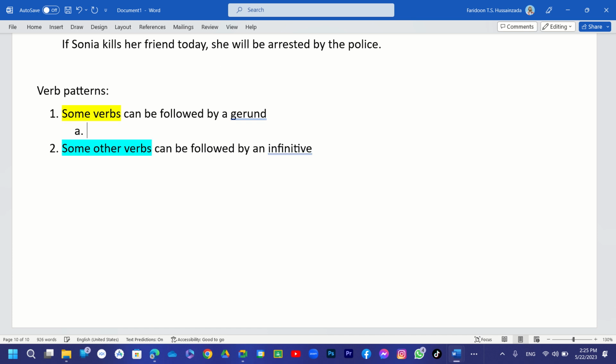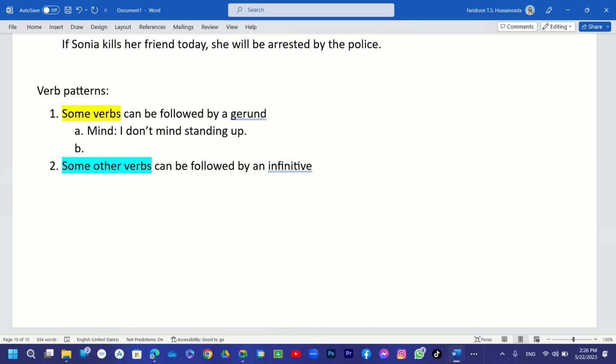So if we check here, let's go with the first one, the verbs that are mostly followed by a gerund. One of them is mind, right? So you can say, I don't mind standing up. I don't mind standing up. It means I don't care if I have to stand up. It's okay. I don't get angry or frustrated.